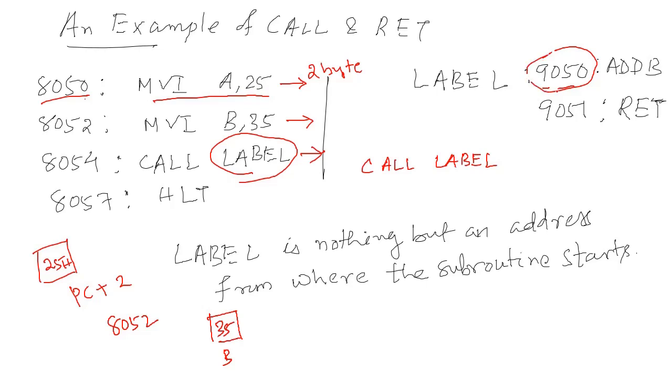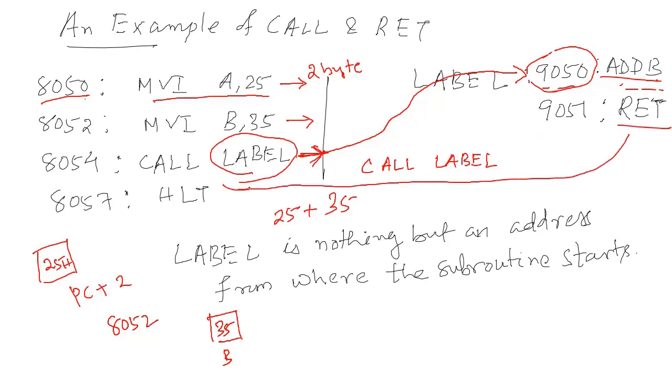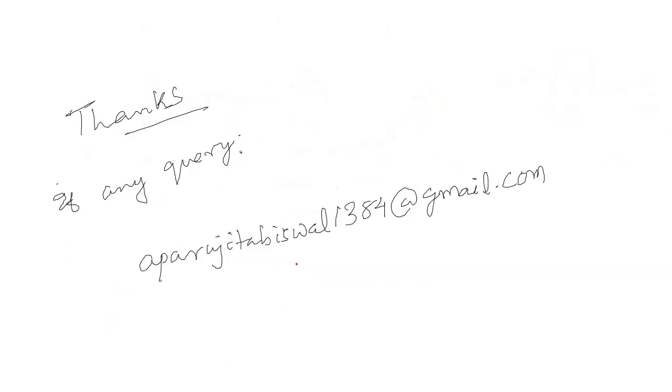In that location the sub part of the program is written as ADD B. Whenever we execute this third line, call label, the program counter value will automatically move to location 9050 and execute the code. What will it do? ADD B. After this instruction we have written RET, meaning it will come back to the main program again with the help of this instruction RET.